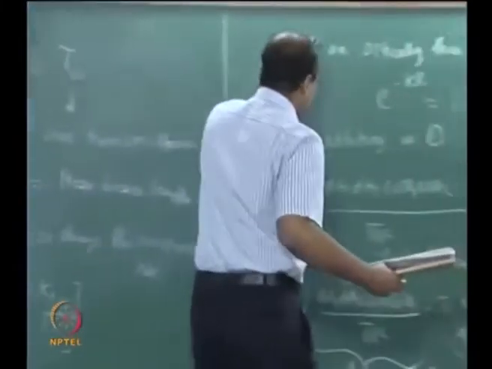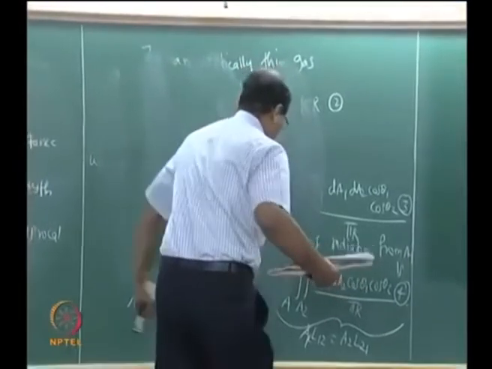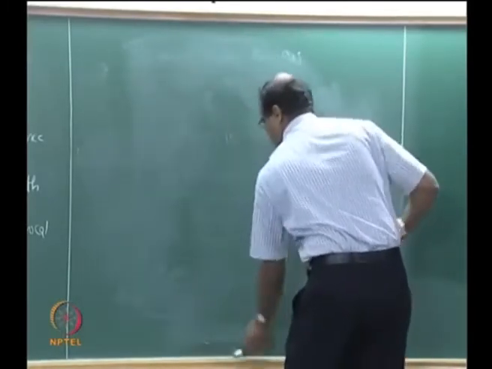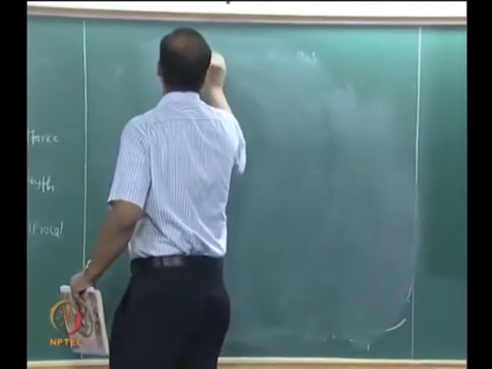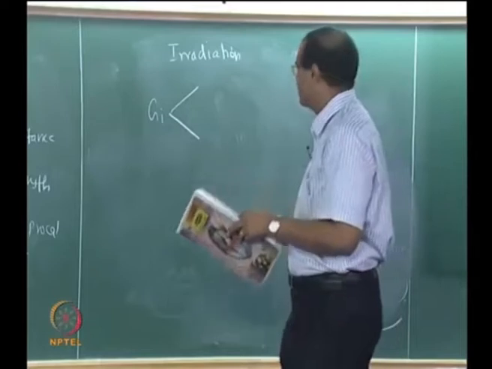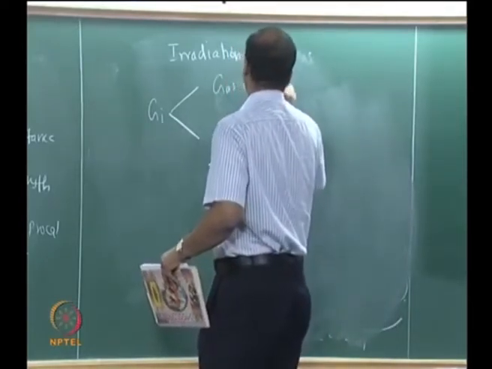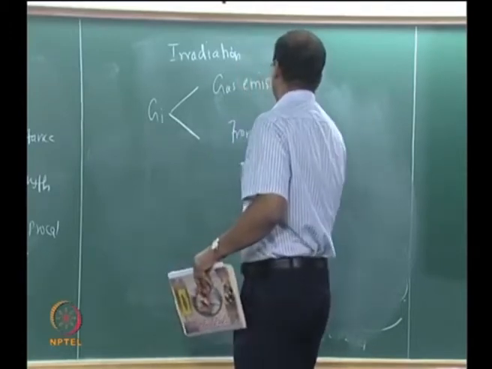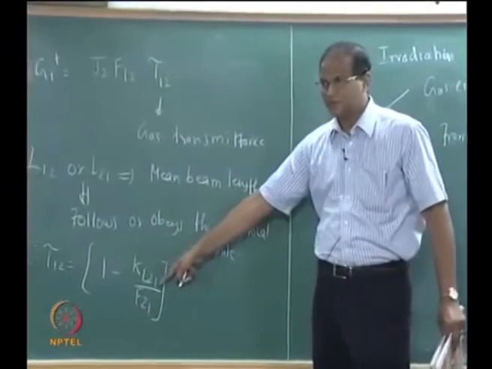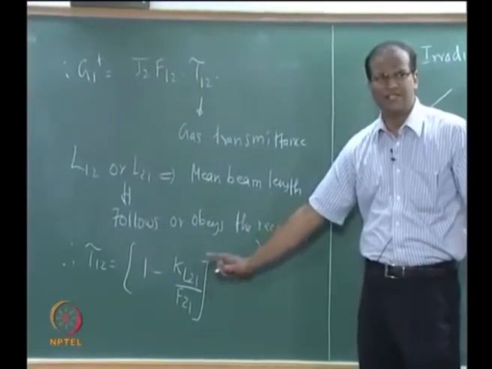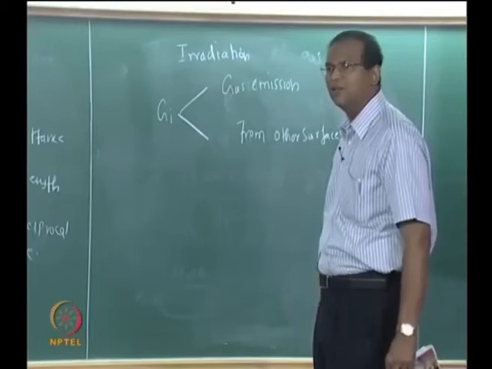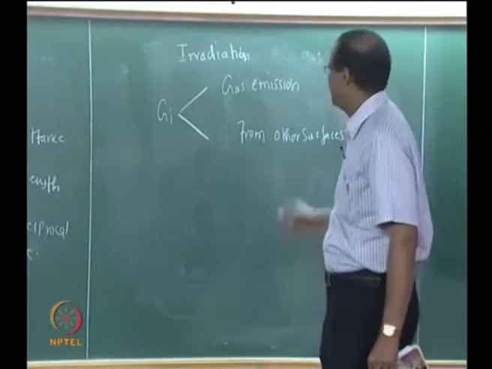Now, having defined this, I have to modify my irradiation term. So, irradiation G of I consists of two components. This is irradiation from other surfaces. We have a way of handling this, okay. You can do it for every tau ij depending on how many surfaces are there in the enclosure. What about gas emission? Yeah, what is a gas emission? Sigma Tg to the power of 4 into epsilon g, right.